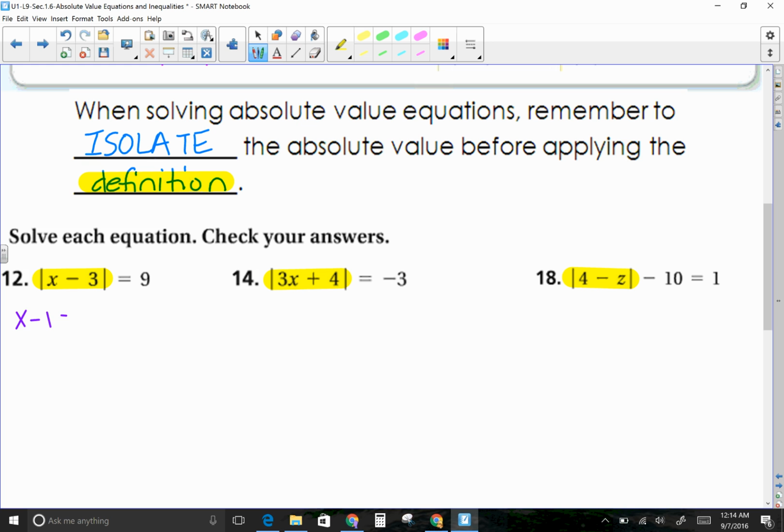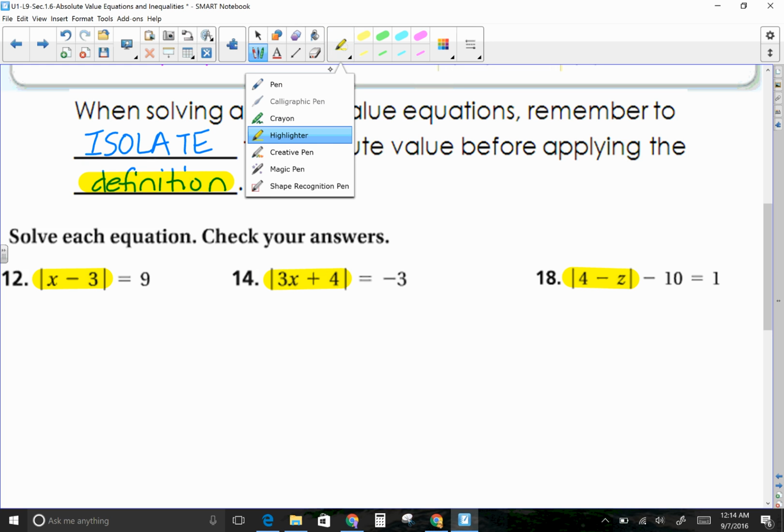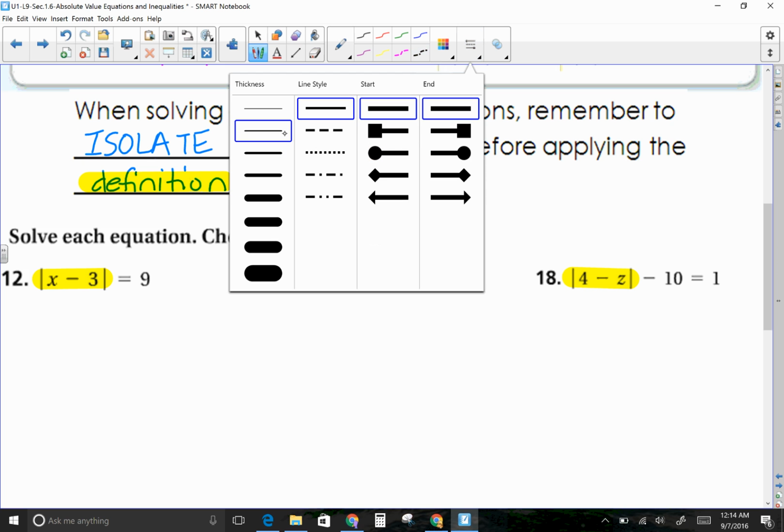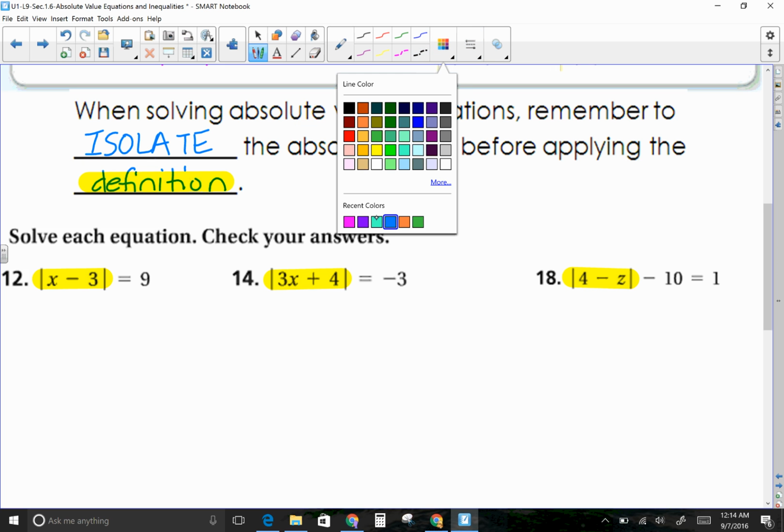Oh, I'm in a line. Hold on one second. That's pretty funny. Go back to my pen. That's why it was doing that funky thing.